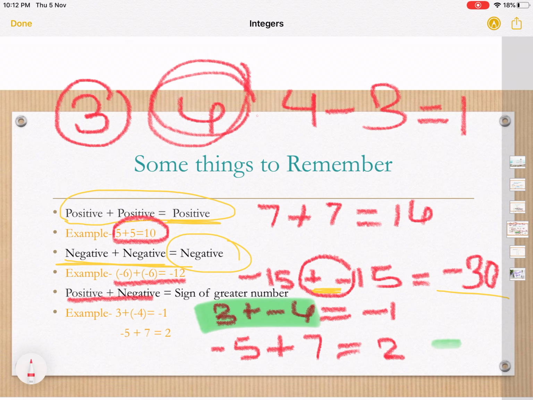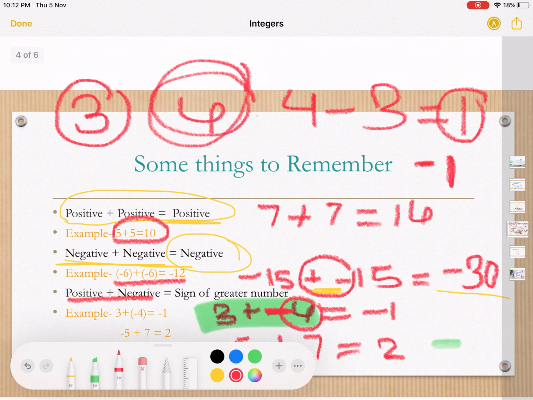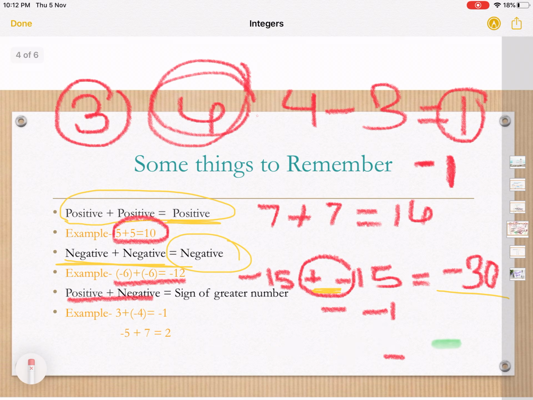So what do we get from this? Did I say the sign of the greater number? Of course I did. As our 4 was greater here, without the sign, we will use the sign of our 4, which is minus. So in our answer, we will add our minus sign, which will give us -1. Now this may take some time to take in, so just rewind the video and watch it again if you're not clear.